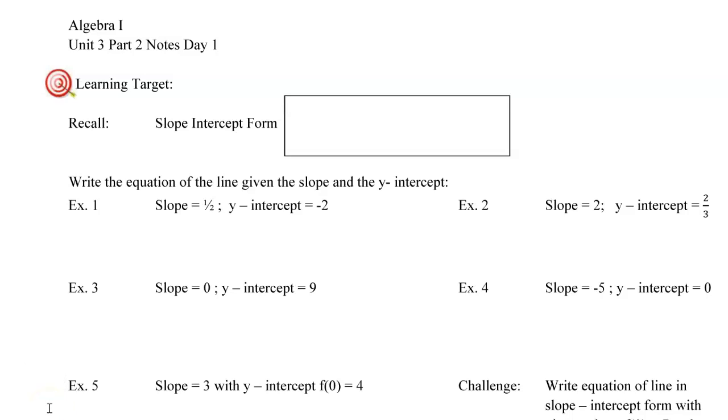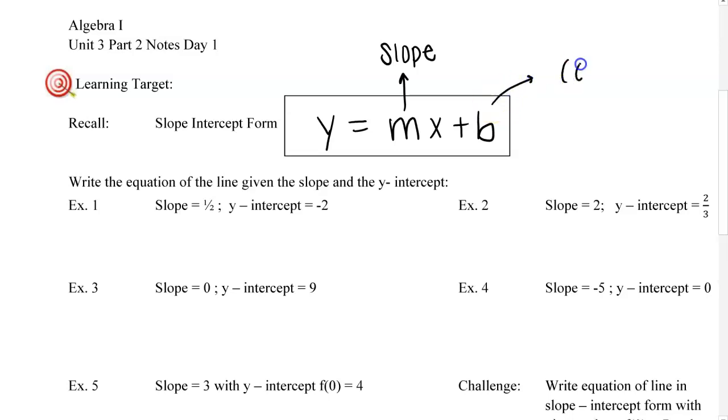In this video, we are going to be writing the equation of a line in slope-intercept form. We know from previous graphing units that slope-intercept form is y equals mx plus b, where m represents the slope of your line and b represents the y-intercept of your line. So the y value when x is 0, or in other words, where the graph crosses the y-axis.